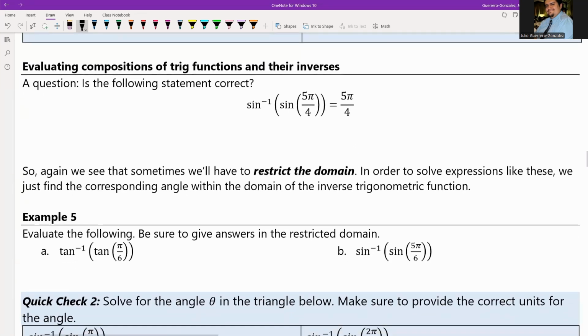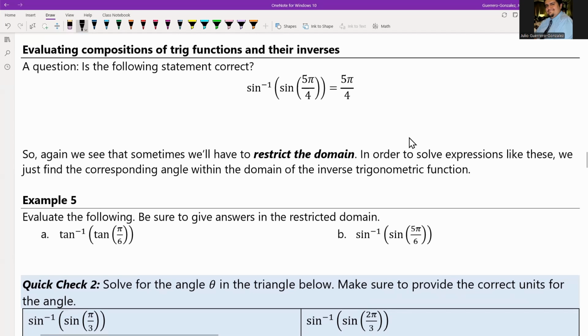Okay, composites. Composites of trig and inverse trig stuff. The way that you work with these is from the inside out.